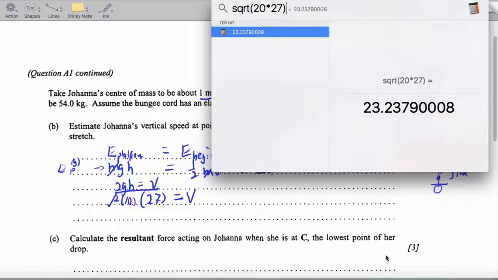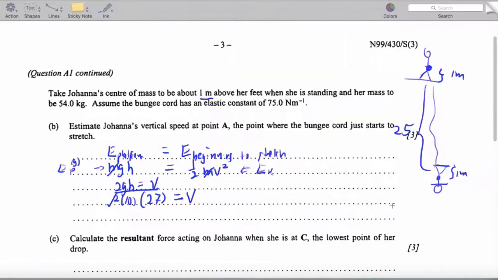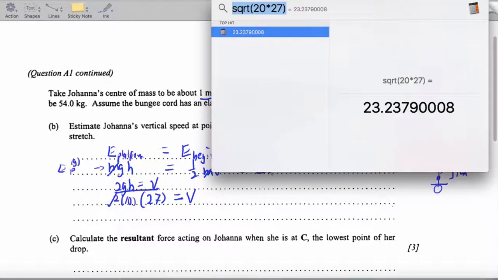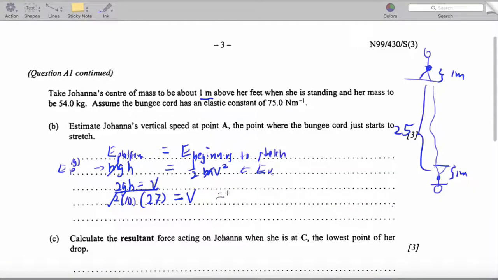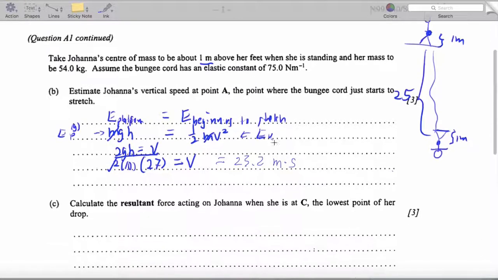So when we actually get that, we're going to end up getting about 23. Let's see, how many sig figs? Take it out to 3 sig figs. All right, so we're going to get 23.2 meters per second.